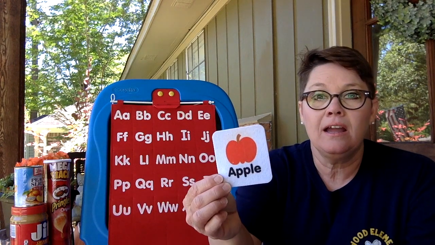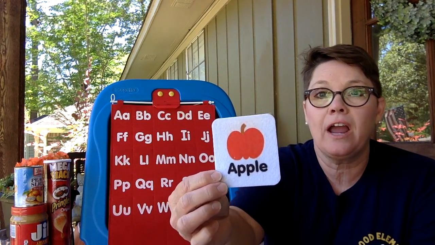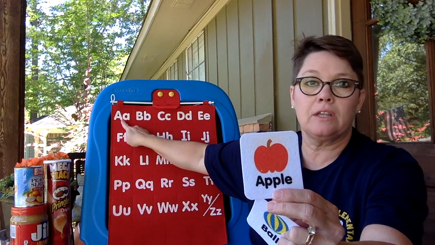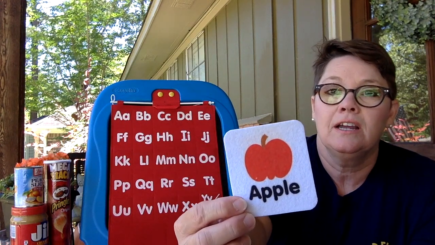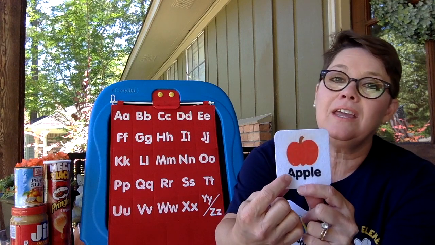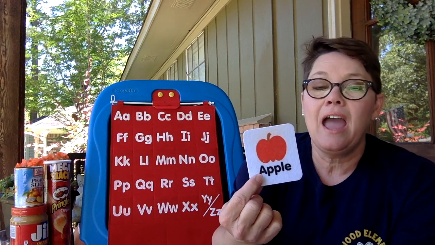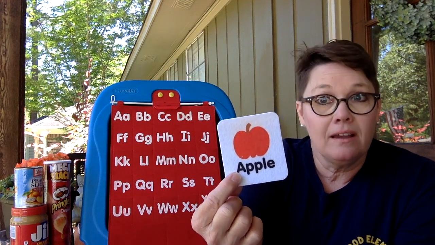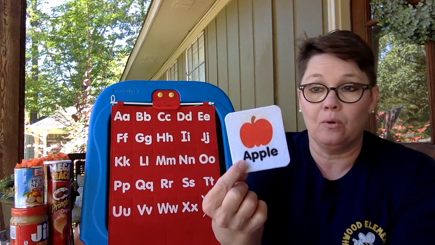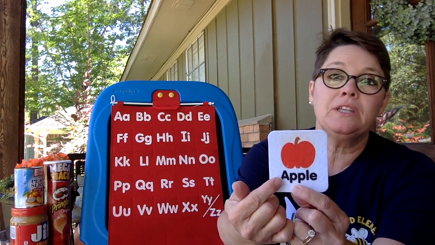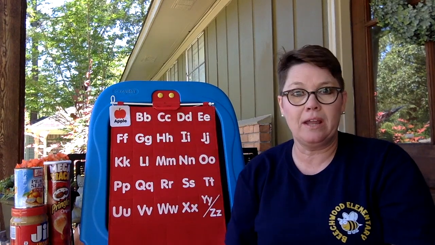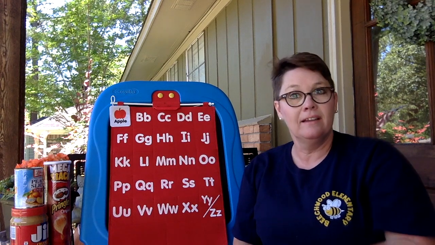So let's start with letter A. Can you touch the letter A to identify it in this word? Yep. What letter looks like this? Just touch it. You're right. There it is. There's the letter A. And what is this a picture of? You're right. This is an apple. An apple begins with the letter A. Very good. So let's just put it right there on the letter A. Do you like that? Good.